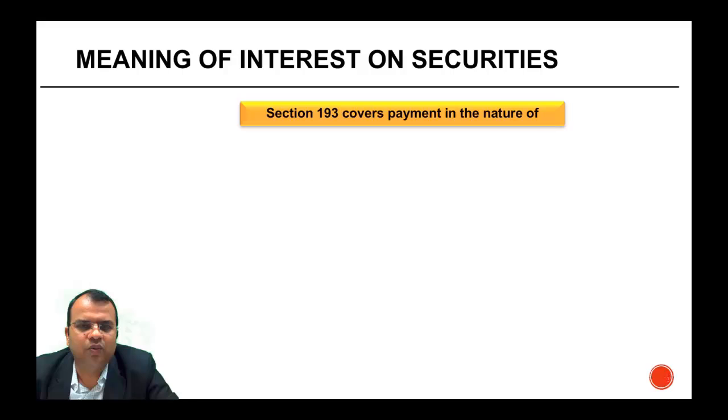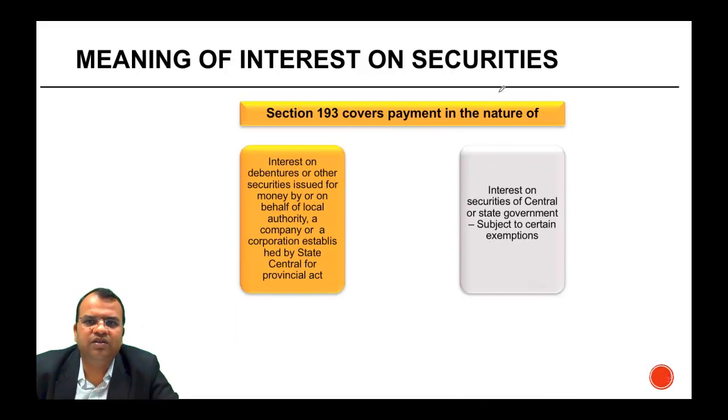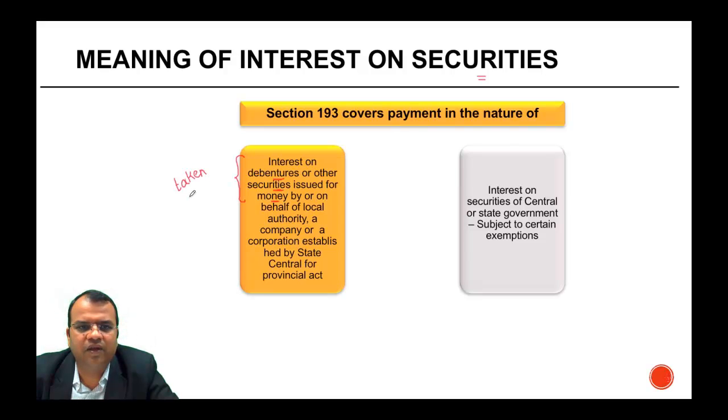First question is, what is interest on securities? Section 193 covers payment in the nature of interest on securities. Now, interest on securities will basically cover interest on debentures or other securities issued for money. Means that if you have taken money and you have issued these debentures or other securities, and who has issued? By or on behalf of a local authority. A local authority is the issuer, a company could be an issuer, or a corporation established by a central, state or provincial act could be an issuer.